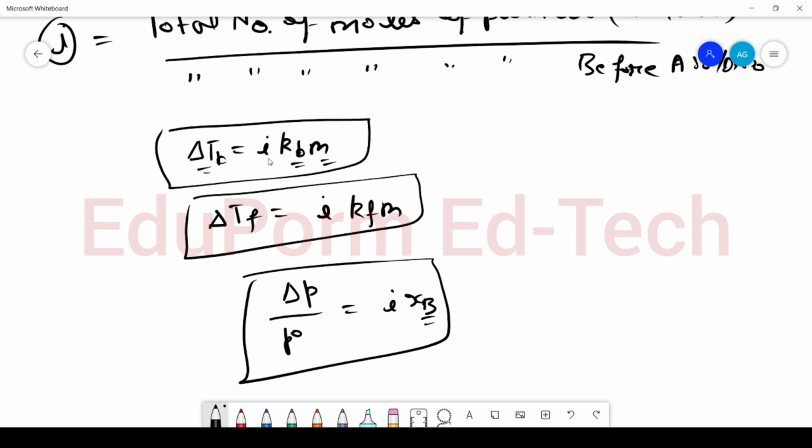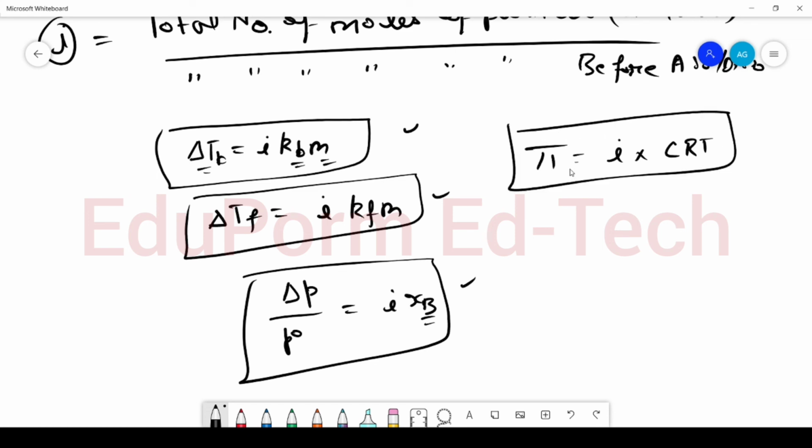This is for elevation in boiling point, this is depression in freezing point, this is for relative lowering in vapor pressure, and for osmotic pressure it becomes π is equal to i multiplied by CRT. So these are the four different formulas with respect to the Van't Hoff factor.